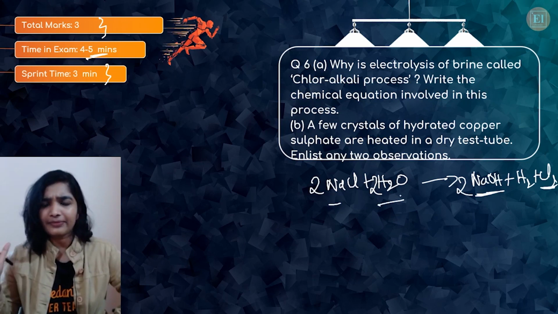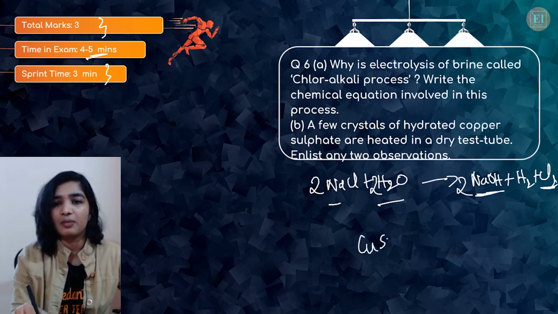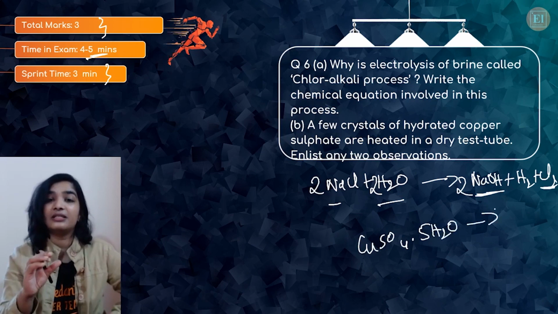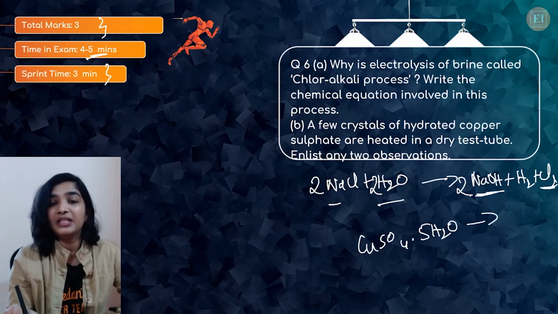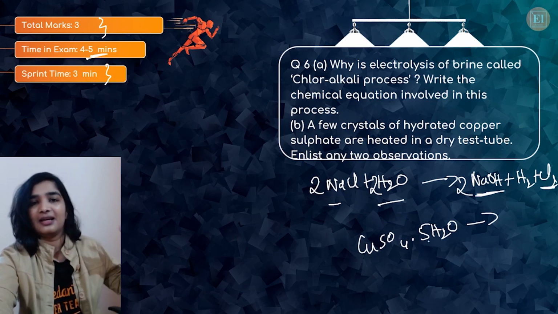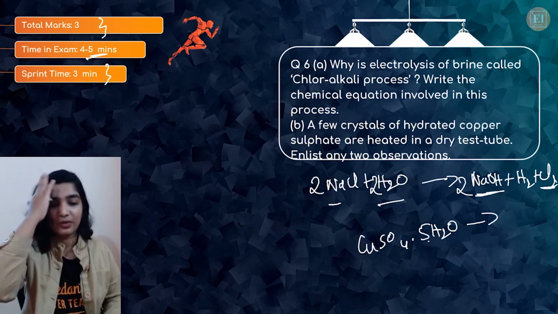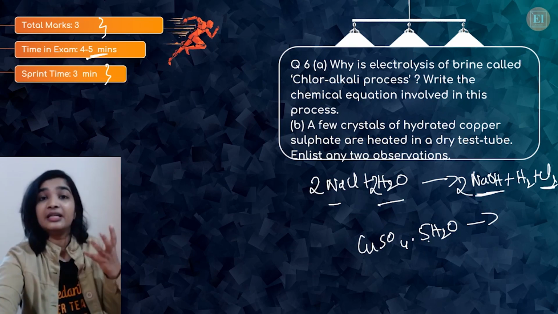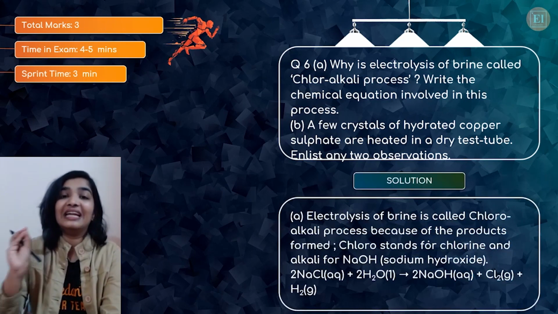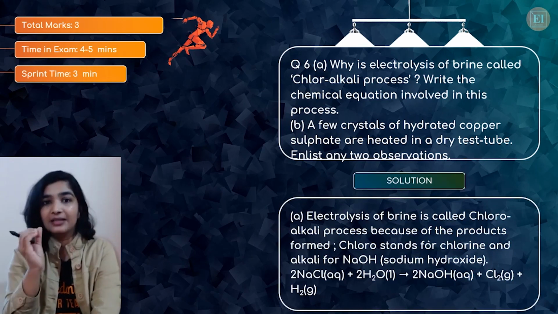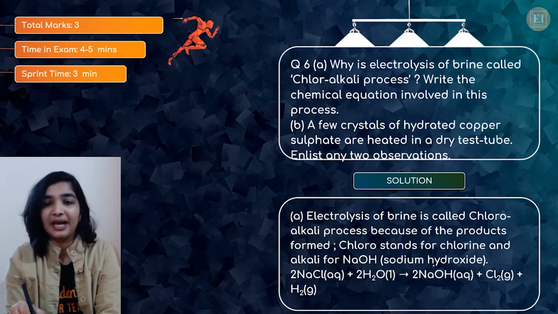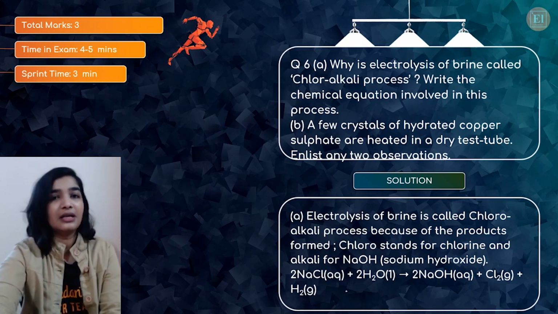Question B. A few crystals of hydrated copper sulfate. Hydrated means it has water of crystallization. If I take it in a dry test tube and heat it, what happens is the question. So it loses its color, right? When you start heating it, as it is hydrated, it contains water of crystallization. But when you heat it, those water molecules will be lost, and it turns into a white color. But if you add a few drops of water, it will get back its color. So that is the observation.